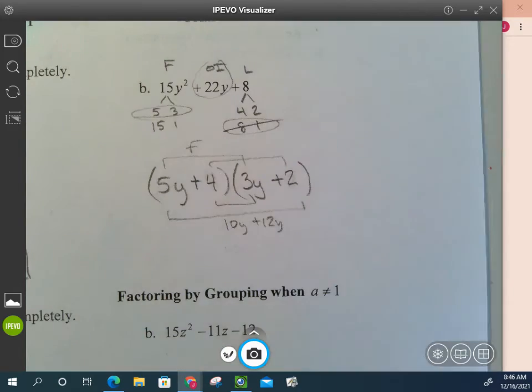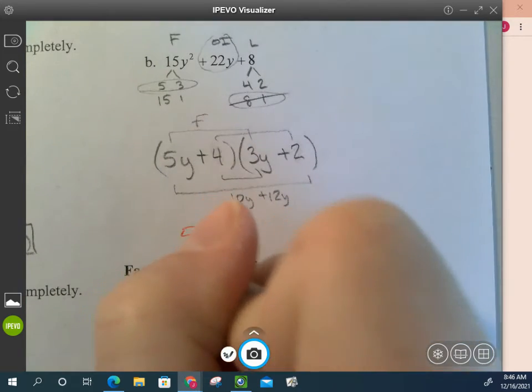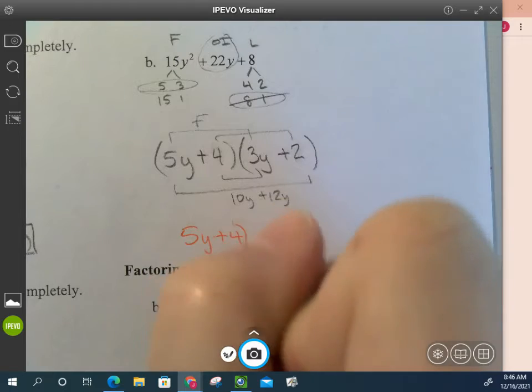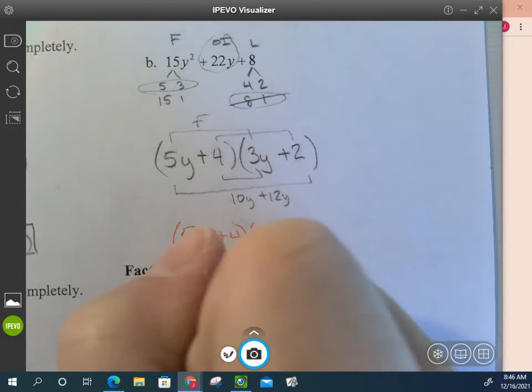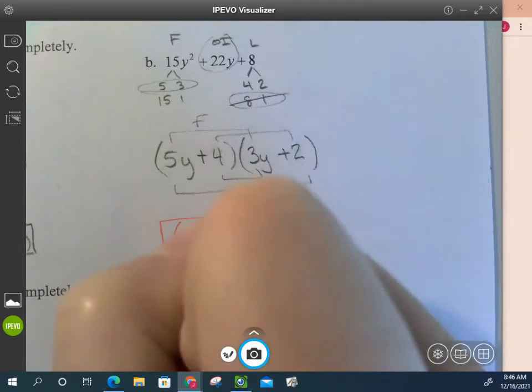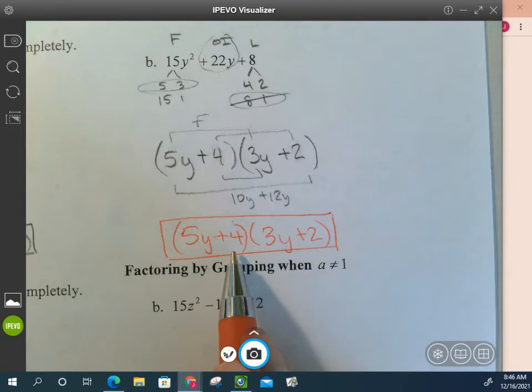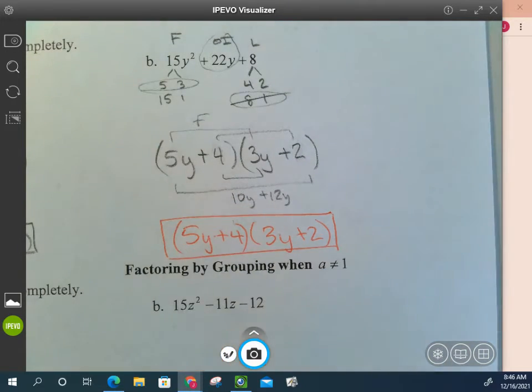All right, so my final answer, 5y plus 4, 3y plus 2. Now, the order does not matter, but the 5y has to be paired with 4, and the 3y has to be paired with 2.